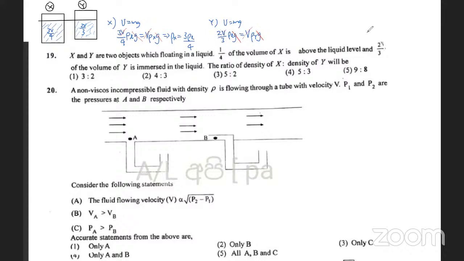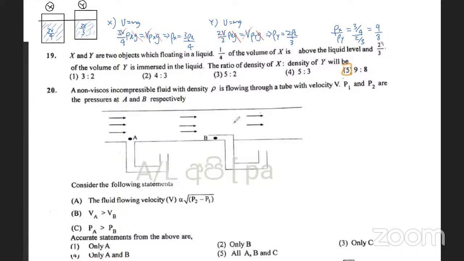So now I'm getting an equation for density of Y, that is equal to 2 rho L over 3. So we have to find out rho X over rho Y now, people. What is rho X over rho Y then? Rho X over rho Y is equal to 3 over 4 divided by 2 over 3. So that is 9 by 8. Fifth answer, very simple. Fifth answer, good job.